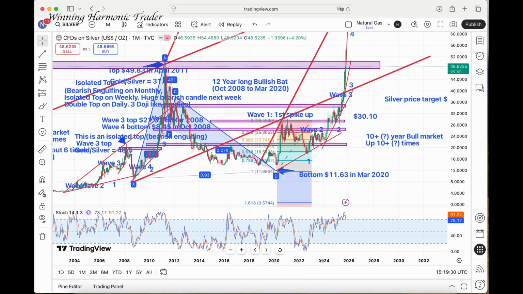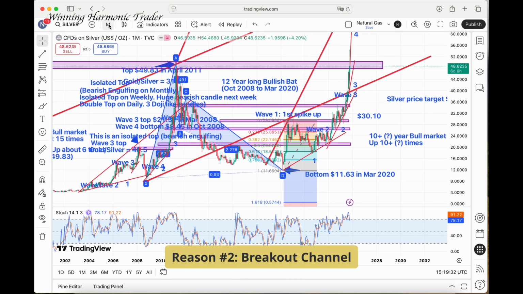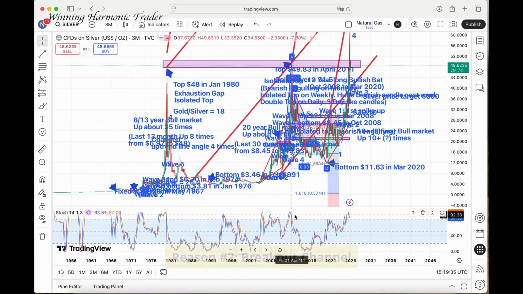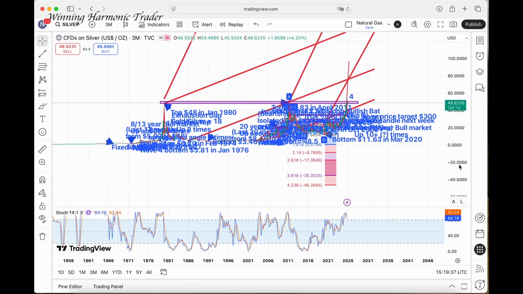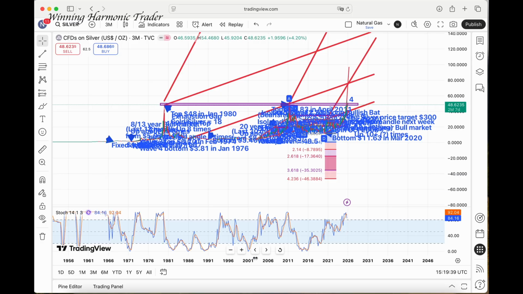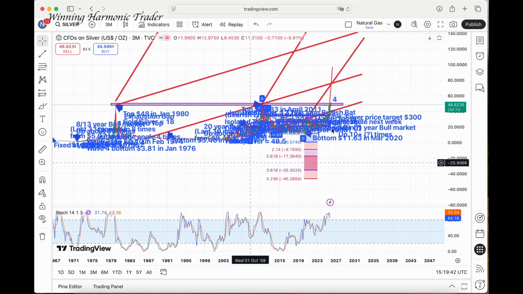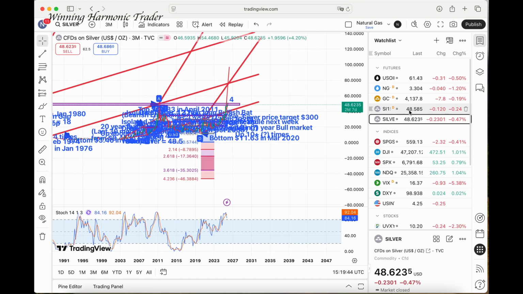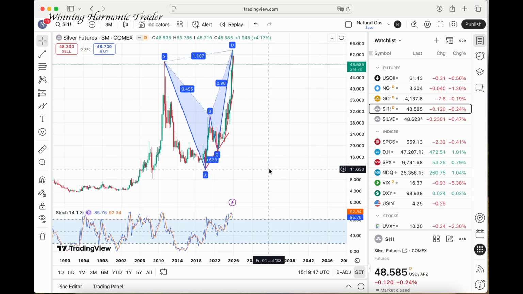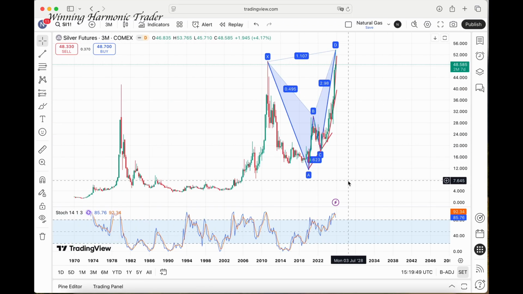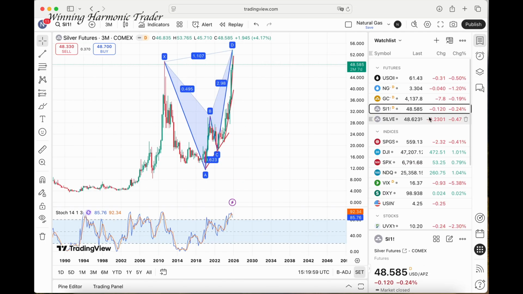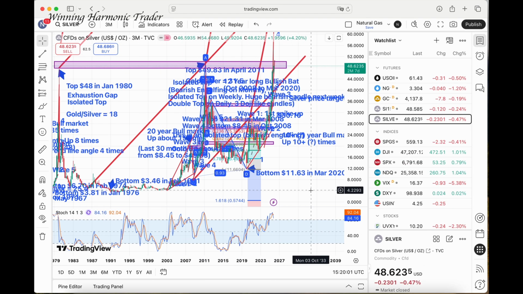And the second reason is, again, it's hard to see because I have so many notes. Sorry for the mess. And maybe let's use the silver future, right? Because it's cleaner. So it's very similar. Okay, it's a little bit different. Let me see. Okay, this is the main line.